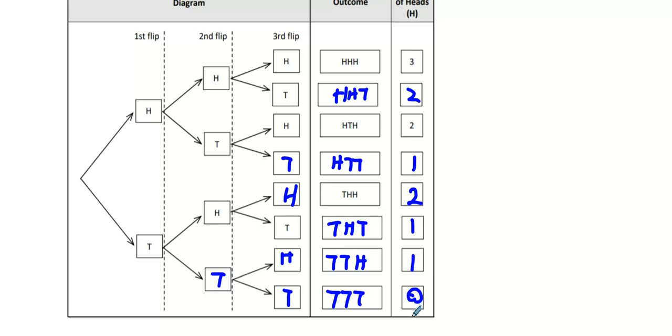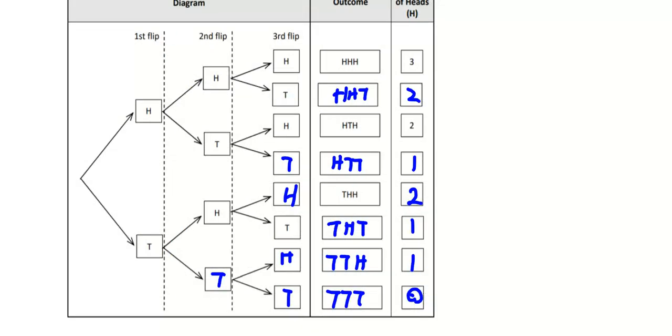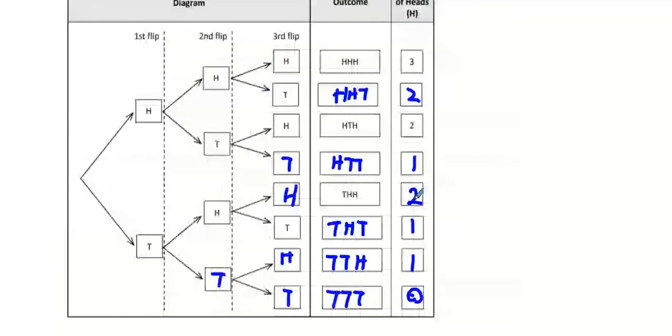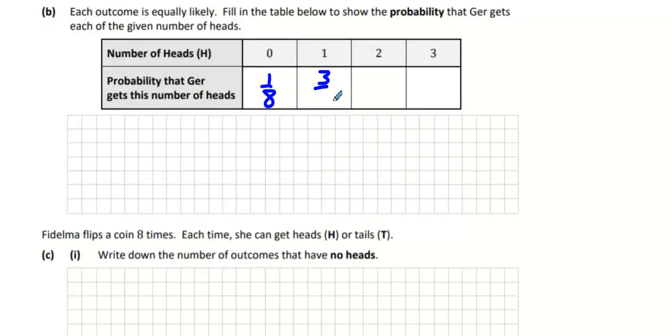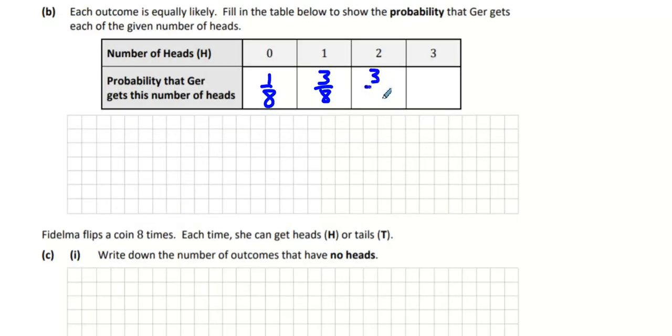Okay, fill in the probability. Probability of getting 0 heads. Well, that's 1 out of 8. Only one outcome out of 8 had that. 1 head will be 1, 2, 3. 3 out of 8. 2 heads will be 1, 2, 3. 3 out of 8. And finally, 3 heads is the maximum, will be still 1 out of 8.